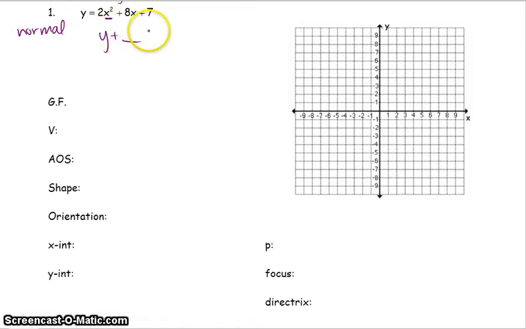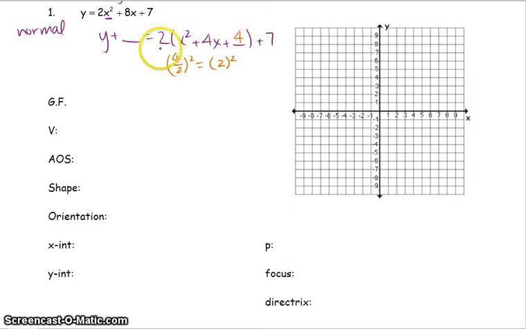So to do that, we need to complete the square. So we're going to have y plus blank equals 2, and we need to factor out this 2 of our x squared. And don't forget to factor it out of our b value. Plus blank, plus 7. And we would divide our b value by 2 and square it.